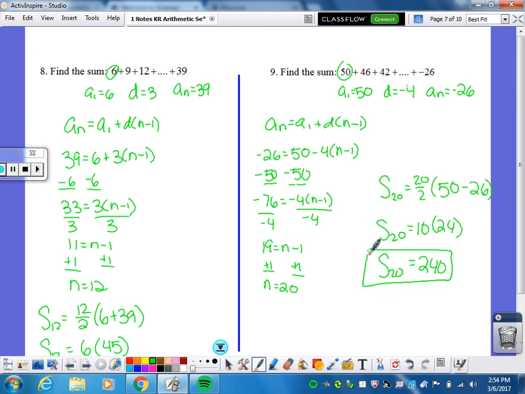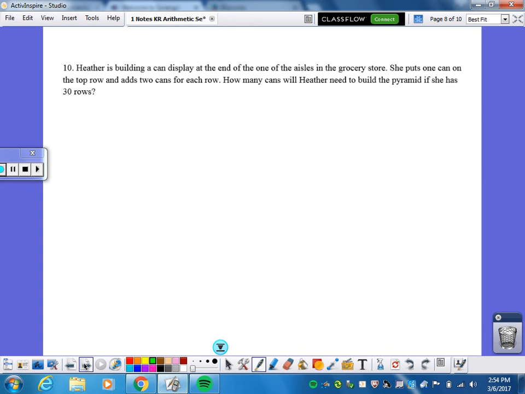Now let's move on to the next problem. Heather is building a can display at the end of one of the aisles in a grocery store. She puts one can on the top row and adds 2 cans for each row. How many cans will Heather need to build the pyramid if she has 30 rows?